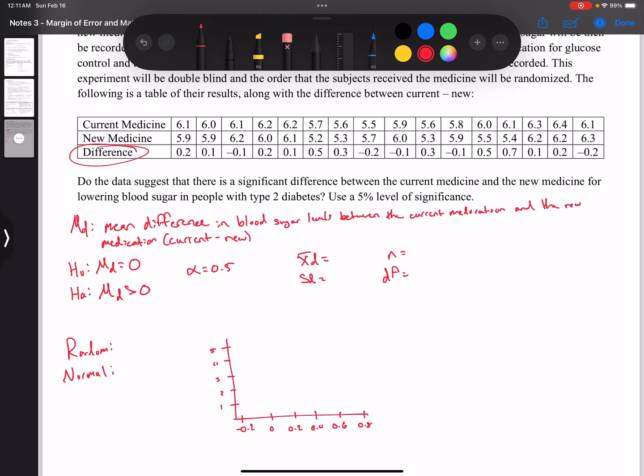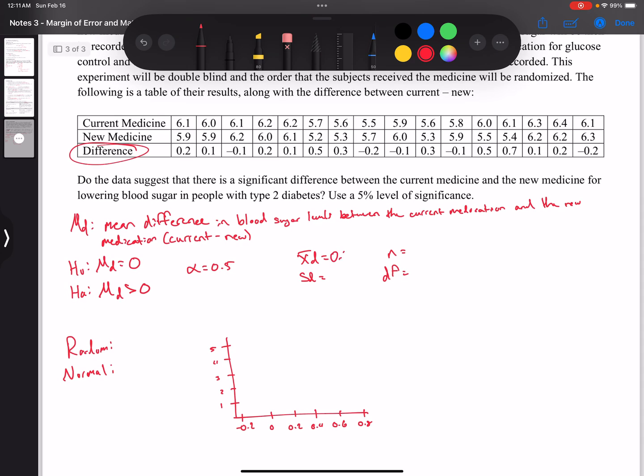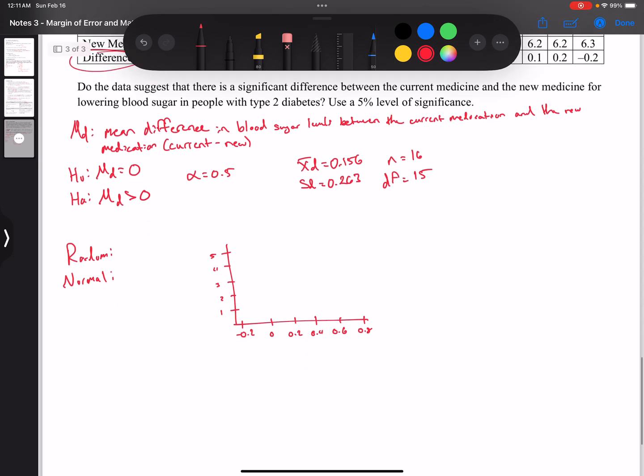All right, so we got 0.156 for our mean. We've got a standard deviation of 0.263, and I'm getting this from one variable stats on my calculator. And then our N, we've got 16 individuals in our sample, which means our degrees of freedom is 15. So there's all that data.